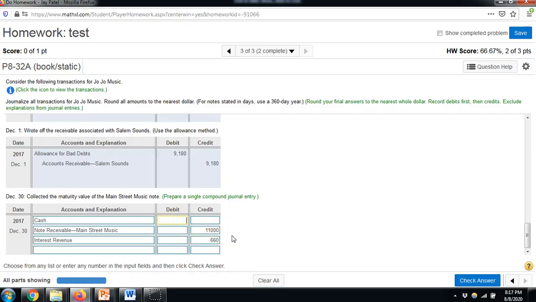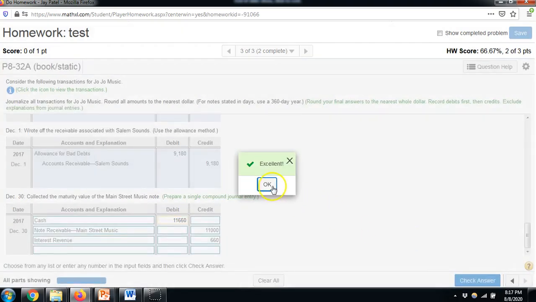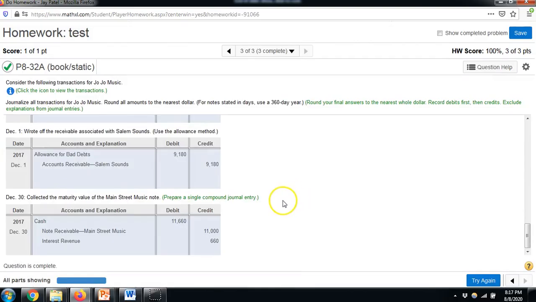And then finally, we're going to collect cash of principal and interest. And so let's see if that works. Okay, that's it.